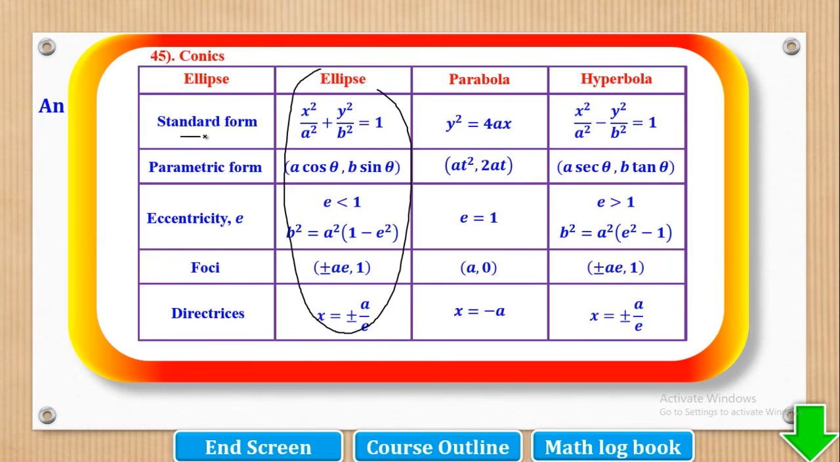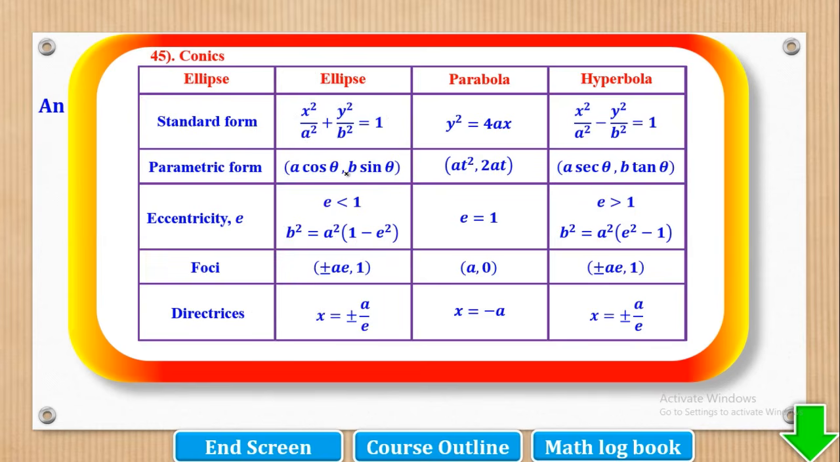So we need to know the standard form is in this form: x squared over a squared plus y squared over b squared equal to 1. And the parametric form is this: eccentricity is less than 1, and b squared is equal to this. This squared is got from here, and this is got from there. And then the foci is got from there. Directrices are those ones. So let's first derive this formula.